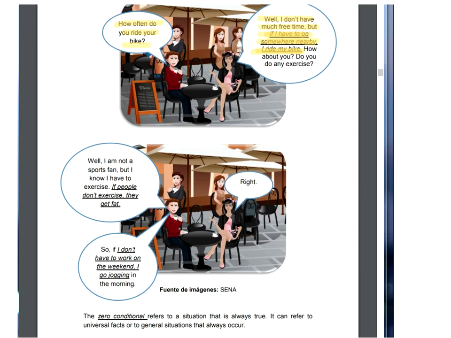And in the conversation, we have another example here. If people don't exercise, comma, they get fat. The comma is very important when we are writing these kinds of sentences. Final example. So, if I don't have to work on weekends, comma, I go jogging in the morning. These are a few examples of how to use the zero conditional.